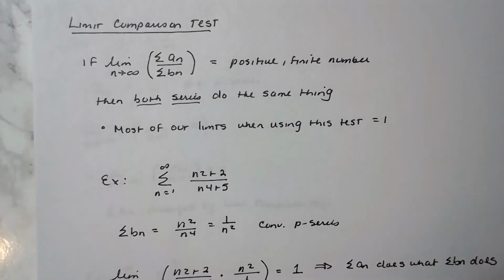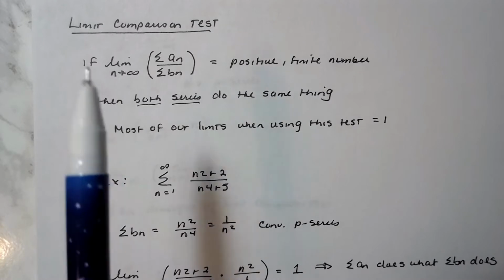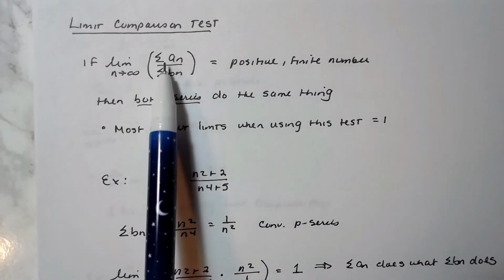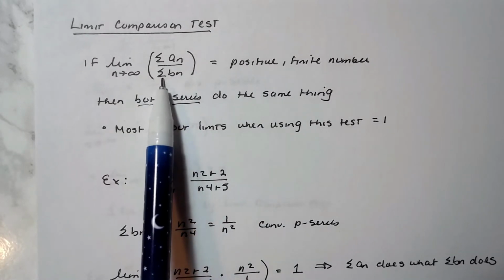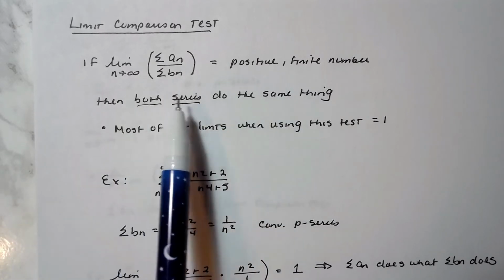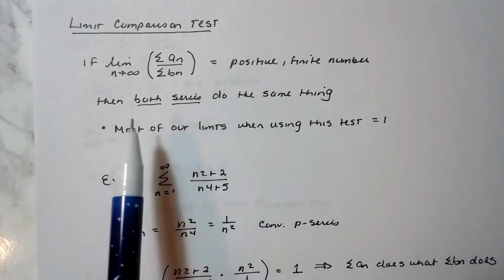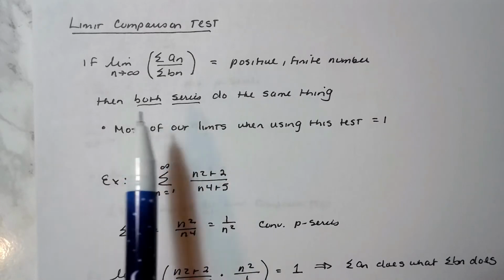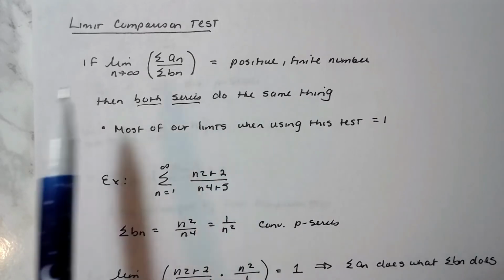Alrighty, quick video of the limit comparison test. So if the limit of a sub n to b sub n is a positive finite number, then both series will do the same thing. That's why it's so important to take that limit if it's an FRQ. If it's not, then you don't have to worry about it.